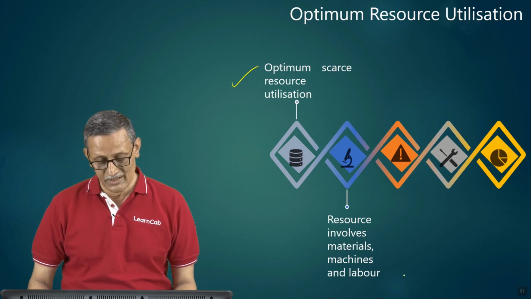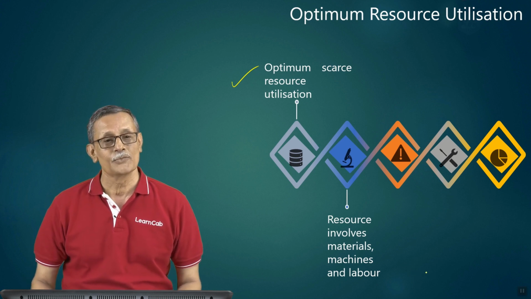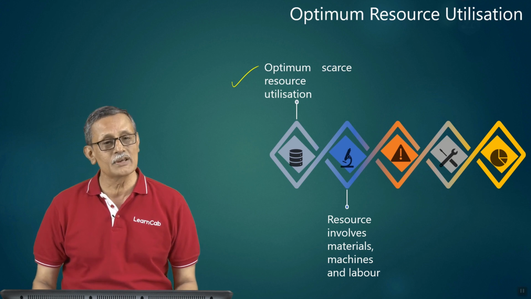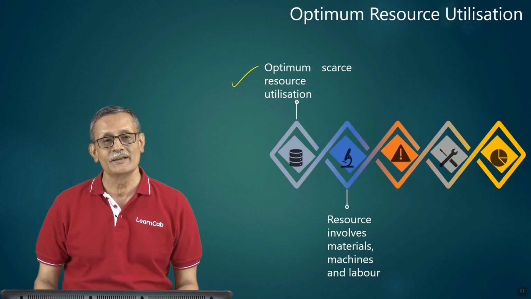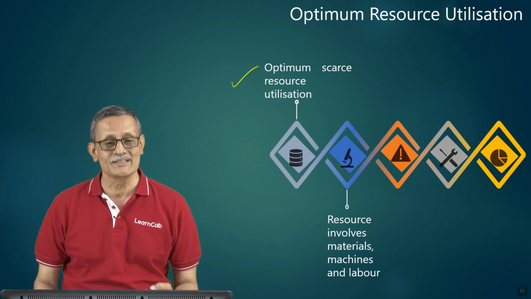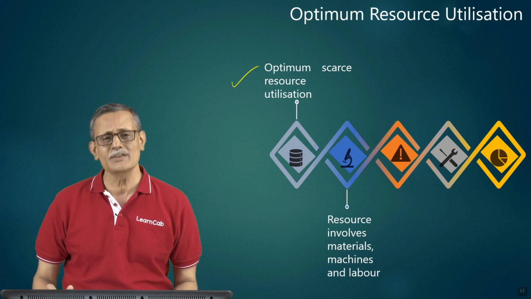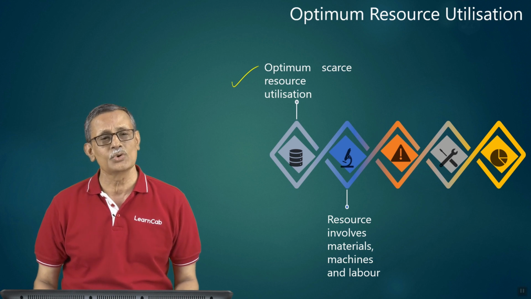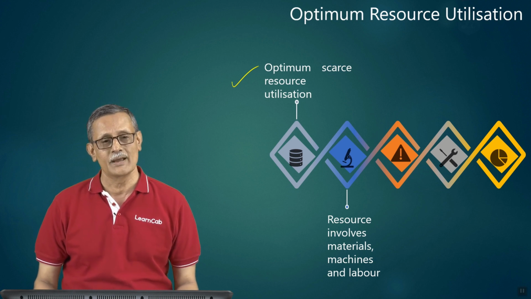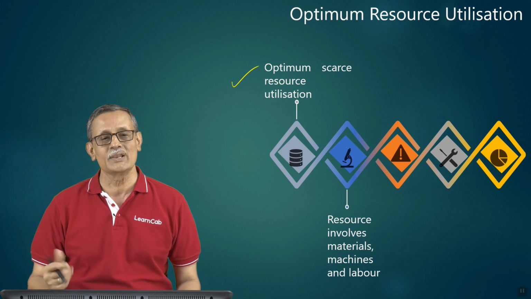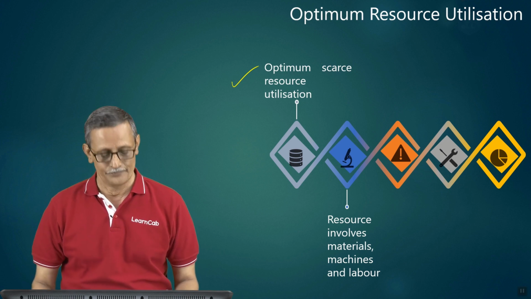Resource involves materials, machines, labor. So when we say resource, it's not only machines, it is men, machines, material, labor and money also. Money is also a very scarce resource. So you need to plan your inputs at the lowest cost and the best quality at all times.